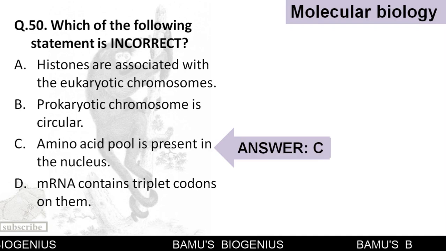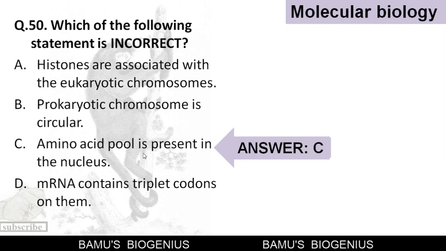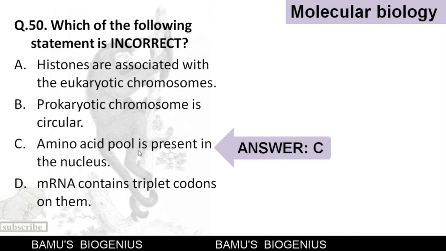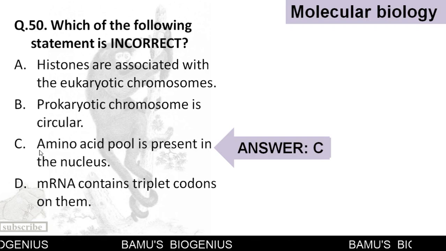That is because amino acid pool is always present in the cytoplasm. So whatever amino acids are needed for protein synthesis are taken by transfer RNAs from this amino acid pool in the cytoplasm, and then in the cytoplasm protein synthesis is carried out with the help of ribosomes. So amino acid pool is not present in the nucleus.